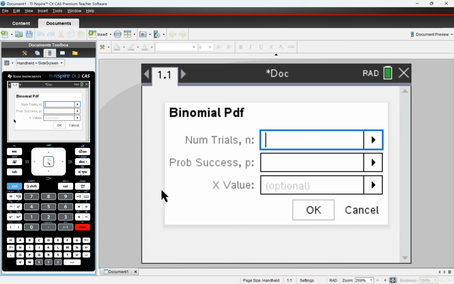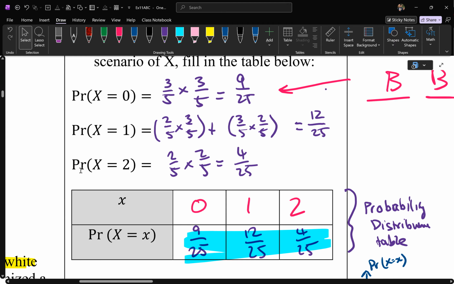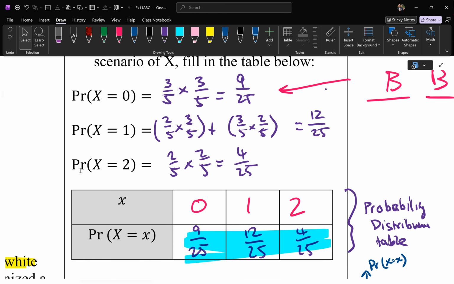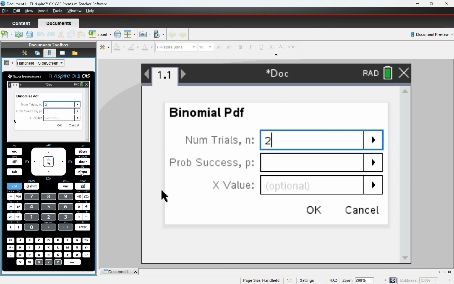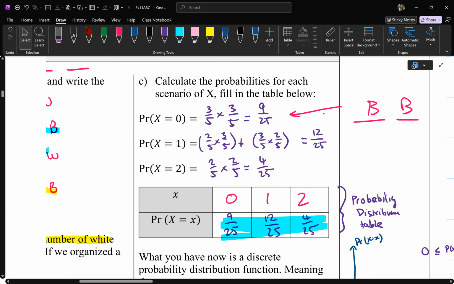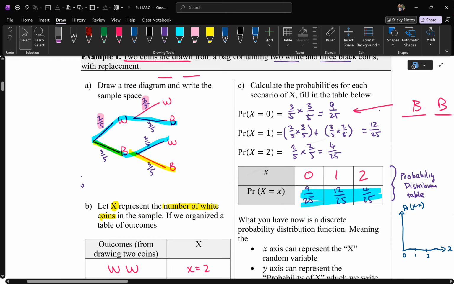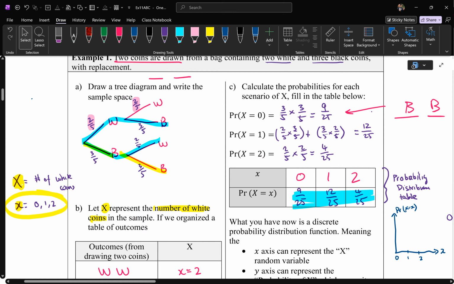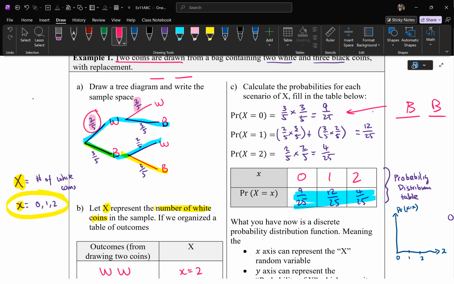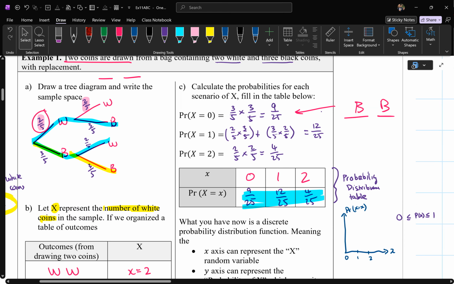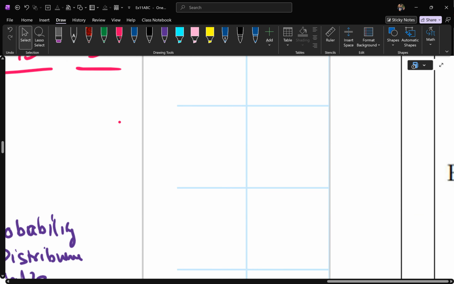How many trials are we doing? We're doing 2 because we're picking 2 coins from the bag. So here's the example. Remember, I'm picking 2 coins. So N is 2. Probability of success. Well, what am I actually looking for? I'm looking for the chances of getting white coins. Chances of getting white coins was 2/5 because you know there's 2 white coins in the bag. So probability of success, I'm just going to write it again.